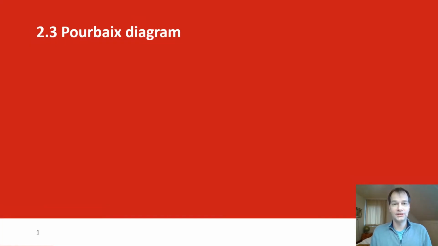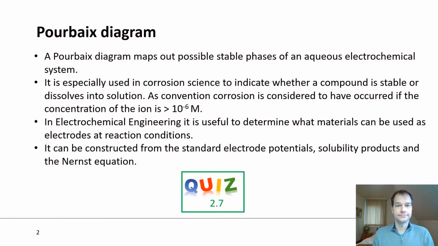Welcome to the last screencast of our module on electrochemical thermodynamics. In this last screencast we will discuss the Pourbaix diagram. A Pourbaix diagram maps out possible stable phases of an aqueous electrochemical system.